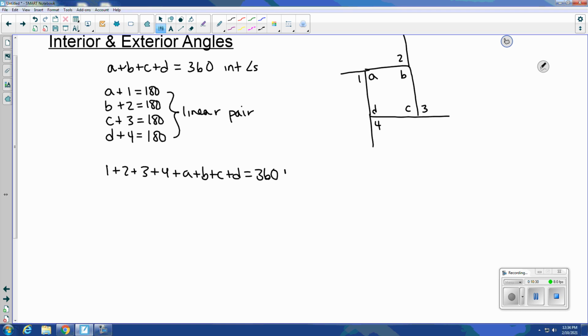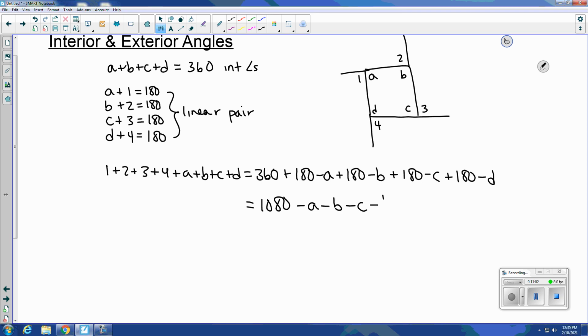And then we're going to do plus the equivalent of 1, which is 180 minus A, plus the equivalent of 2, which is 180 minus B. And all I'm doing is taking those linear pair equations and solving for 1, 2, 3, and 4. I'm going to do plus 180 minus C plus 180 minus D. So on this right side, we're going to have 720, because 180 times 4 is 720, plus 360 is 1080 minus A minus B minus C minus D.